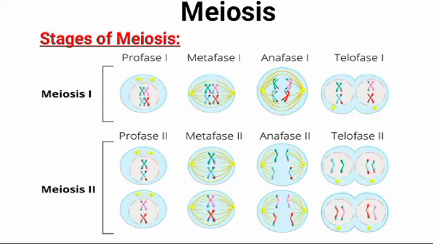Meiosis 1 is further divided into four phases. It begins with one diploid parent cell and ends with two haploid daughter cells having half the number of chromosomes in each cell. The stages in meiosis 1 are prophase 1, metaphase 1, anaphase 1, and telophase 1. Meiosis 2 is also divided into four phases: prophase 2, metaphase 2, anaphase 2, and telophase 2. It starts with two haploid parent cells and ends with four haploid daughter cells, maintaining the number of chromosomes in each cell.